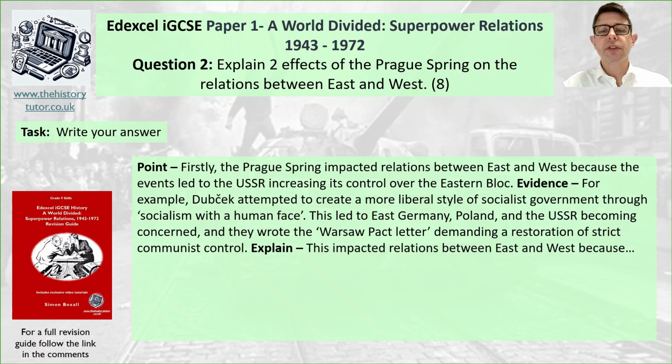Okay, so I've said, for example, Dubček attempted to create a more liberal style of socialist government through socialism with a human face. This led to East Germany, Poland, and the USSR becoming concerned, and they wrote the Warsaw Pact letter demanding a restoration of strict communist control.